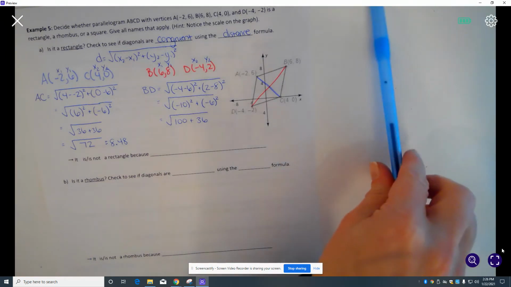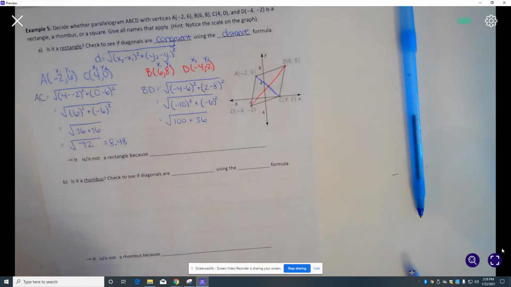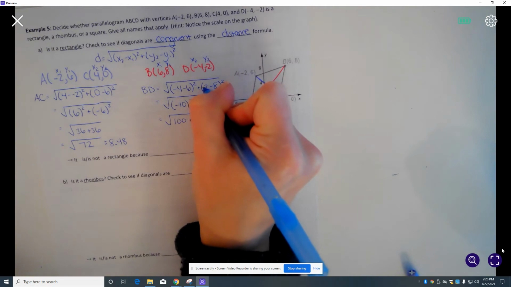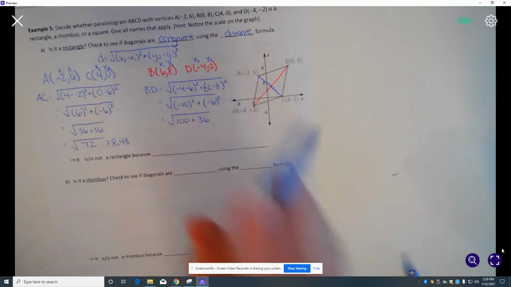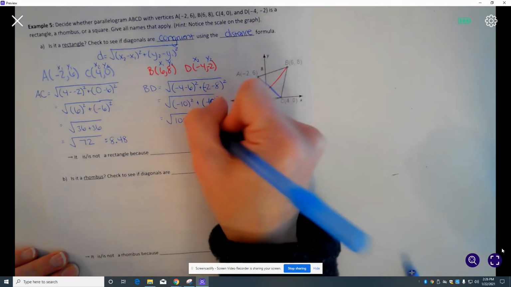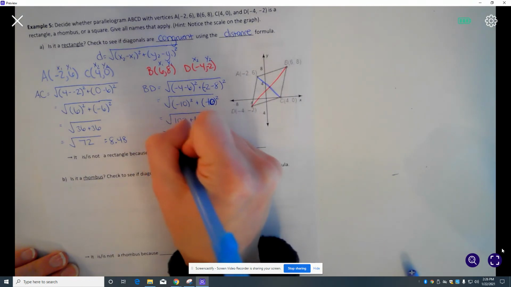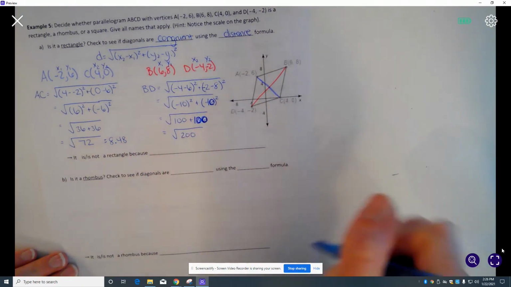Oh, I noticed a little mistake I made. Point D is at (-4, -2), so this is a -2 here. -2 minus 8 is -10. Sorry for that mistake. So I have 100 plus 100. So I end up with the square root of 200.